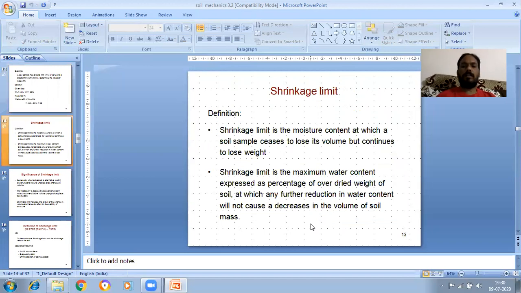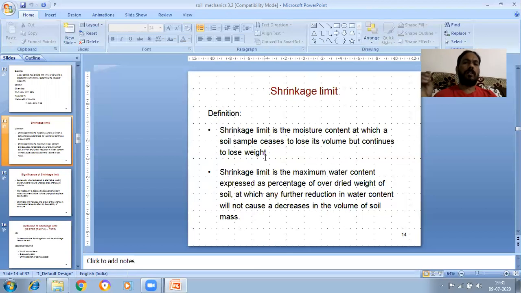Next important one is shrinkage limit. So what is shrinkage limit? It is also a moisture content. All the consistency limits, or Atterberg's limits, are nothing but the water contents only. So shrinkage limit also is the water content at which a soil sample ceases to lose its volume but continues to lose weight. It is continuous.